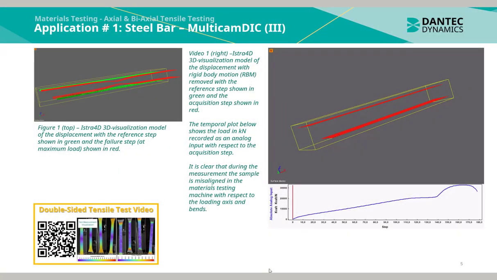In figure 1 to the top, we see the ISTA40 3D visualization model of the displacement with reference step shown in green and the failure step shown at maximum load in red.